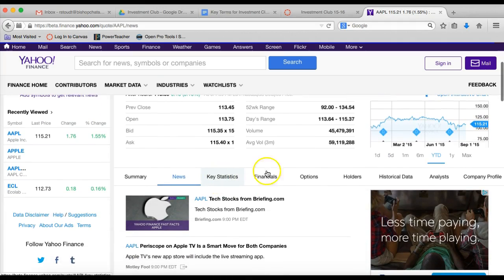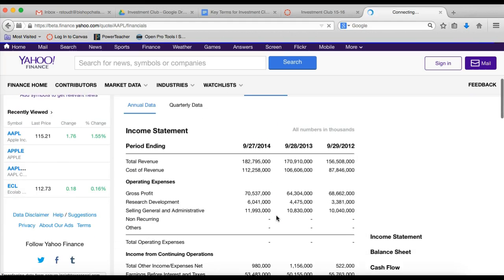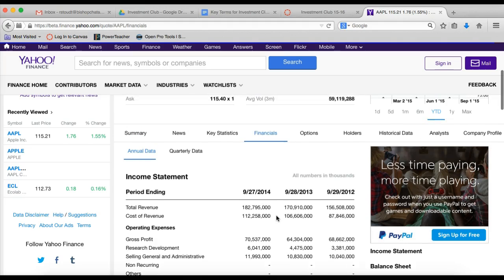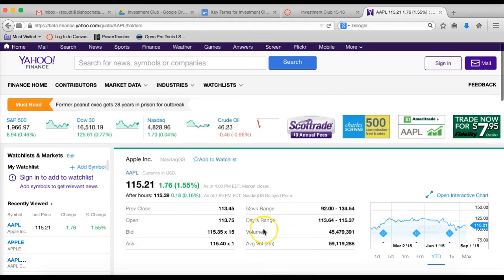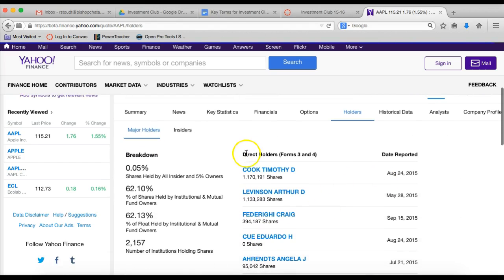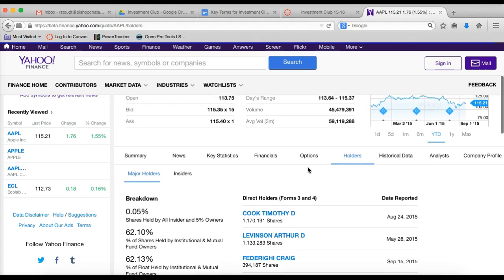Key statistics we already talked about. Financials, if you really want to look at that, that'll give you some information about their income statement, how much money they actually made, operating expenses, yada, yada, yada. A lot of it's kind of boring, to be honest. Options, skip over. Holders, if you're really interested, you can take a look at who actually owns Apple stock. It says direct holders, and it tells you as of what date they were the holders of this company. The number one individual holder of this company is Timothy Cook. Anybody know Timothy Cook? He is actually the CEO of Apple, so you would hope that he owns the most shares.